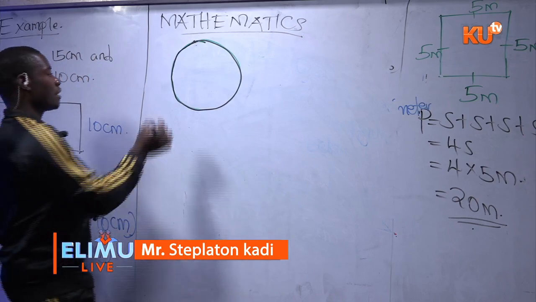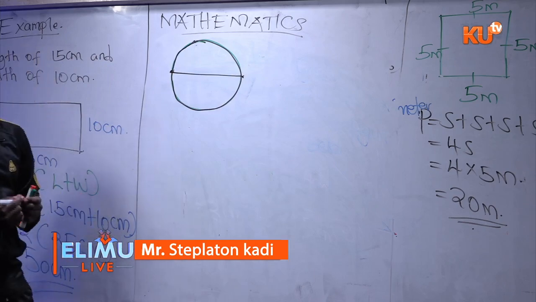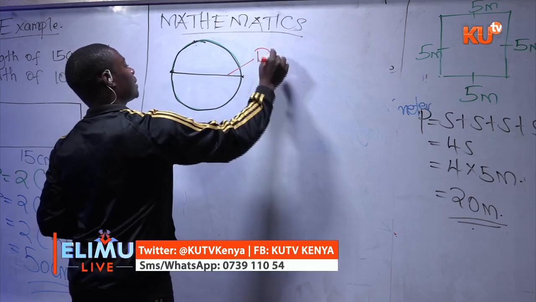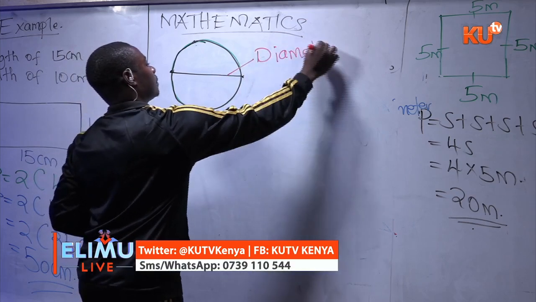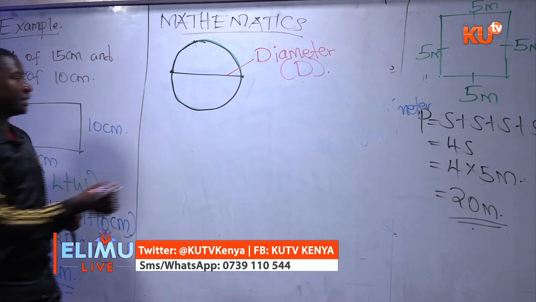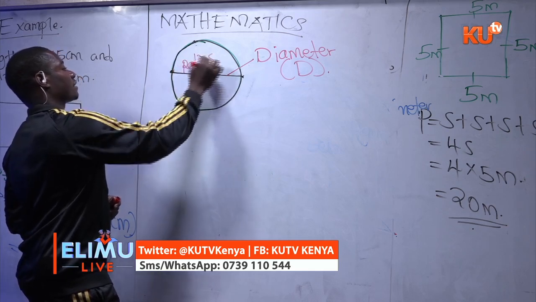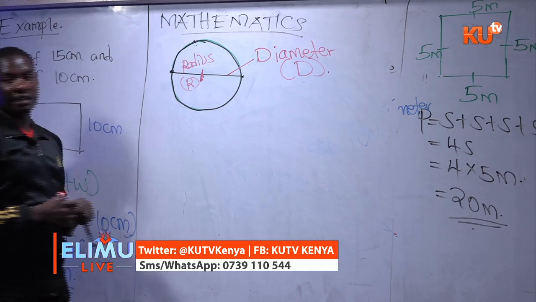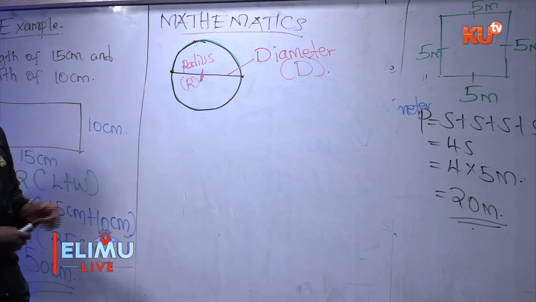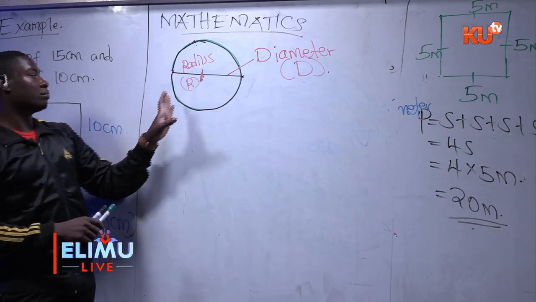Now in this circle, we have a line that cuts from here up to here. This straight line is called the diameter, which is always shown by the letter D. Now a half of the diameter is called the radius, which is always given by the letter R. So this is a circle and this is the diameter. Half of the diameter is what you call a radius. So our formula will come from these two.